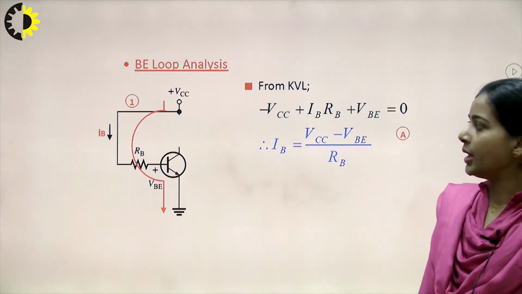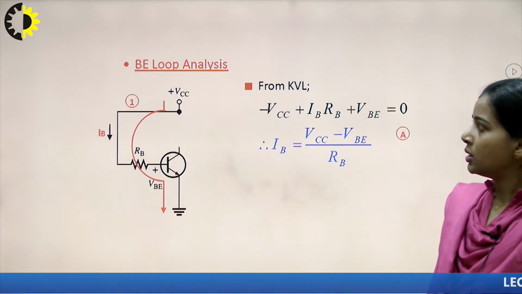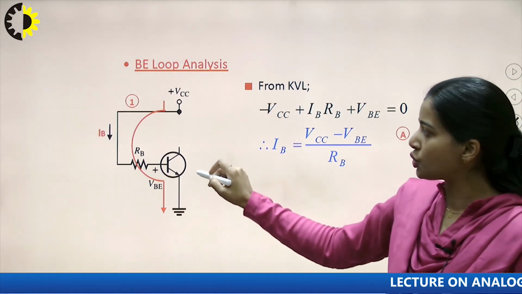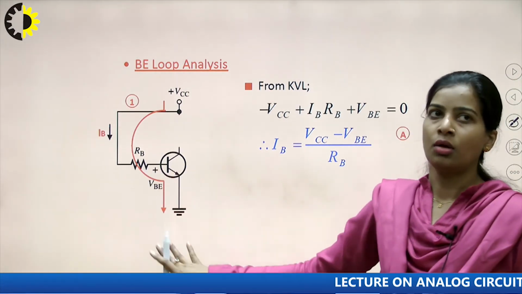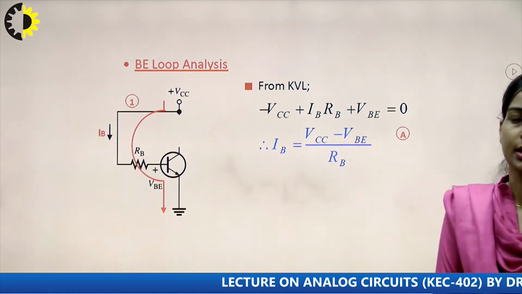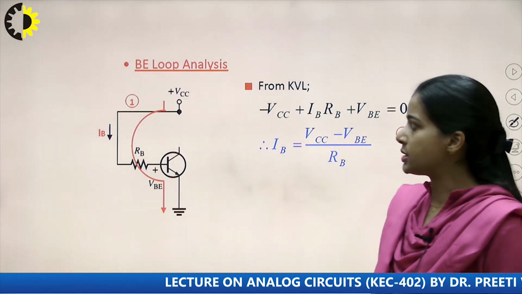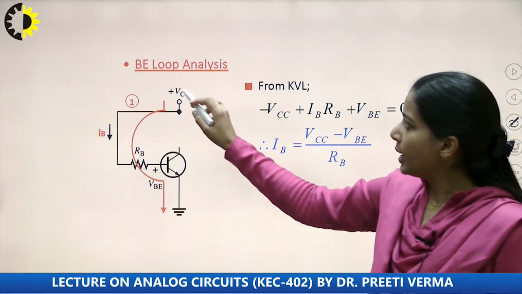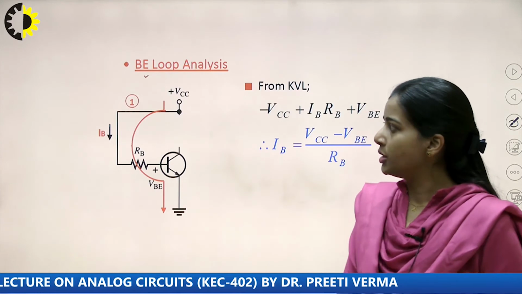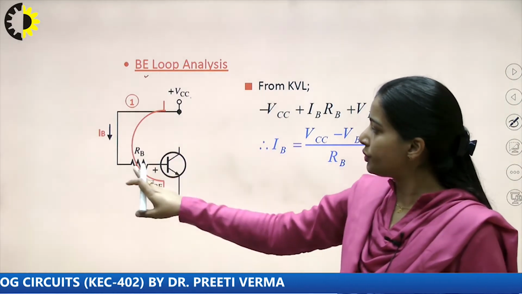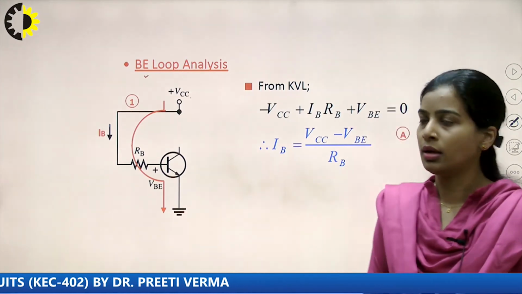First is the base emitter loop. For the base emitter loop analysis, the collector is not shown because we are studying only the base emitter loop. So, do not get confused, the collector circuit is there. Here we have not drawn it because I am considering only the base emitter loop. Starting from the VCC, I will move through VBE towards the ground.